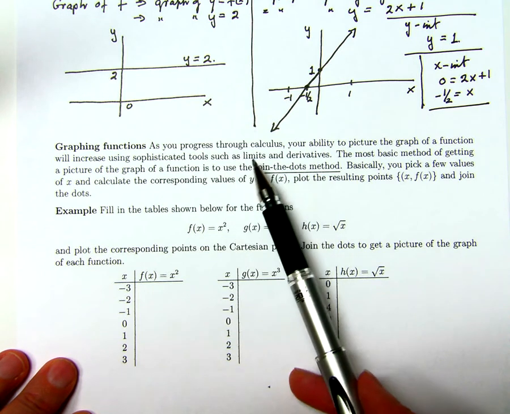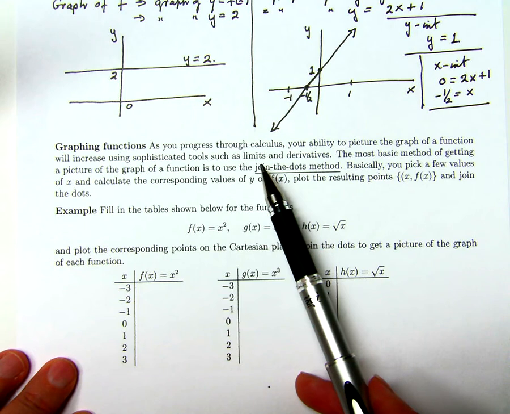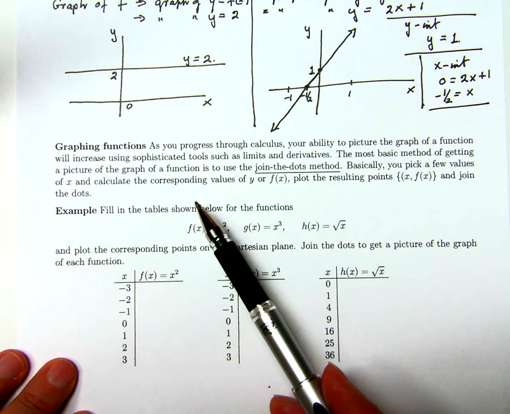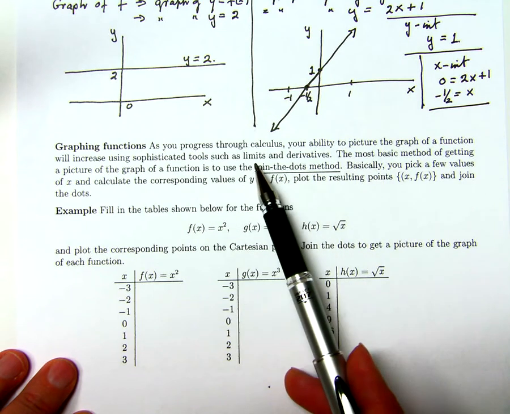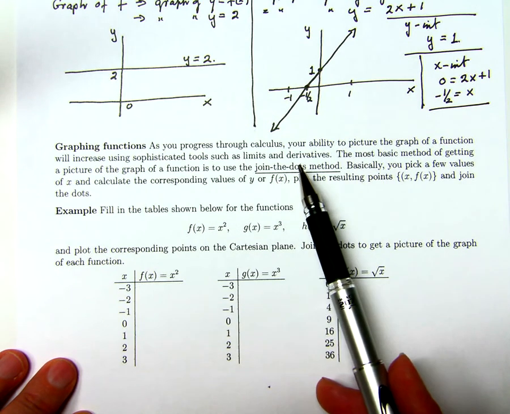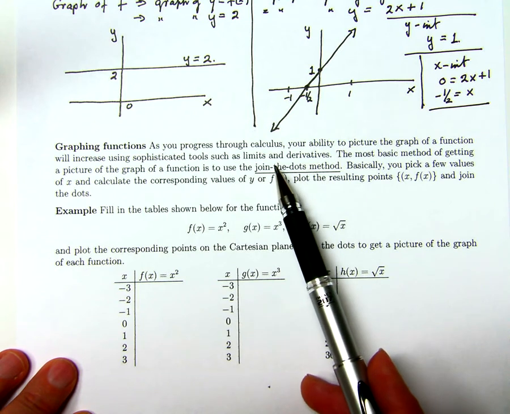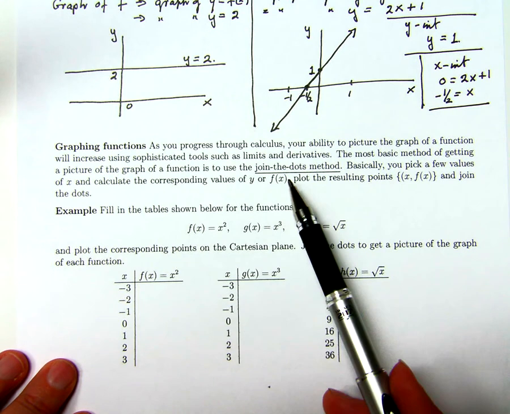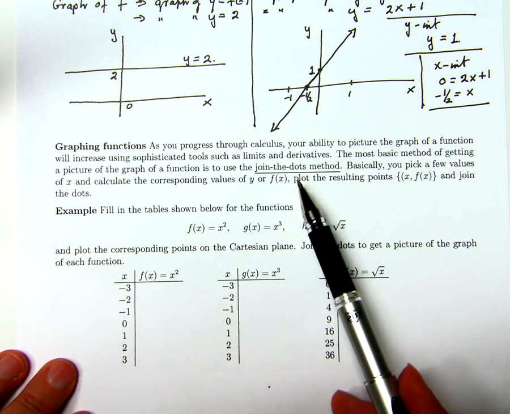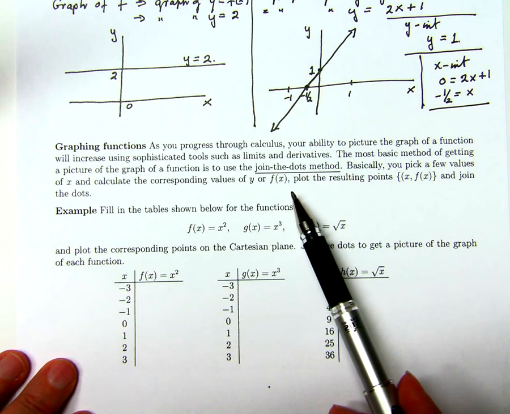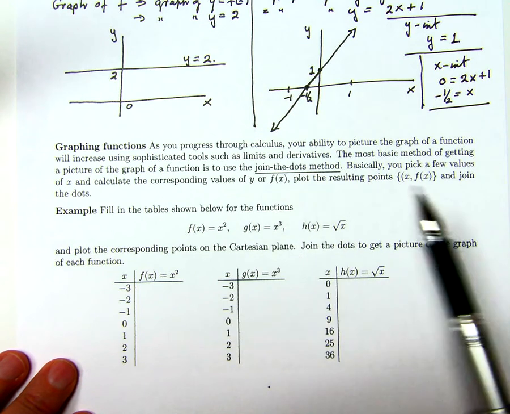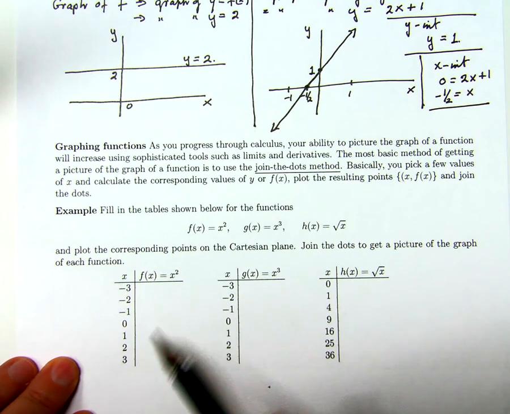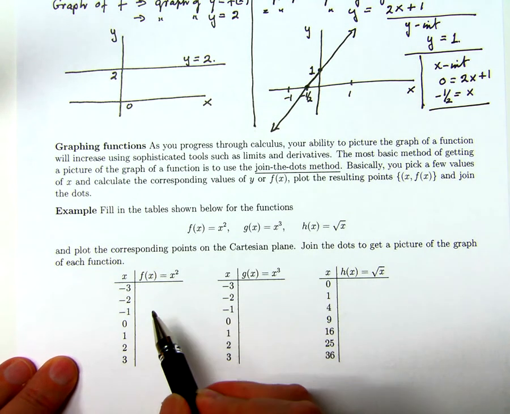As you progress through calculus, you'll have more tools to help you draw graphs in more detail. You'll pick up tools such as limits and derivatives, which tell you a lot more about the shape and the direction of the graph. For the moment, however, we can use this very basic method, the join the dots method. Basically, you just pick a few values and calculate f of x, and plot the points x, f of x. Let's try this for f of x equals x squared.